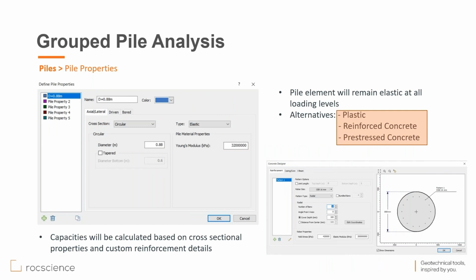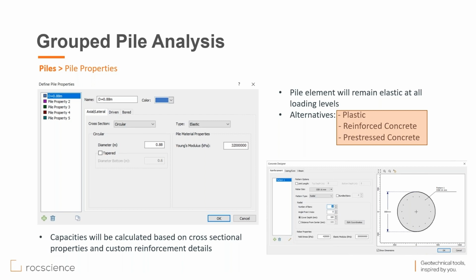Back to pile properties. In this specific example, we have preferred the pile elements to remain elastic. You also have the option to define them as plastic, where you can just enter the capacity and the system will behave accordingly after it reaches its capacity, or you may use reinforced concrete or pre-stressed concrete detailing, all included within RSPile, to interactively calculate the capacity.